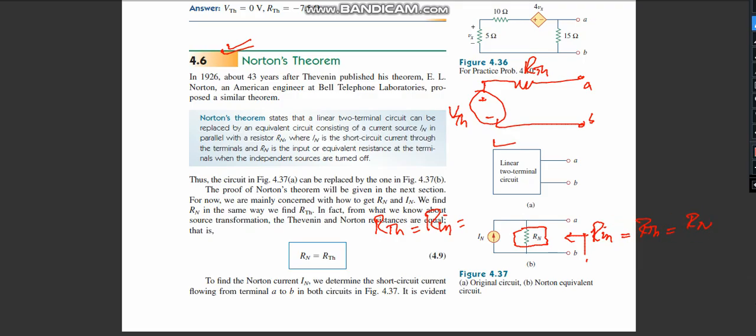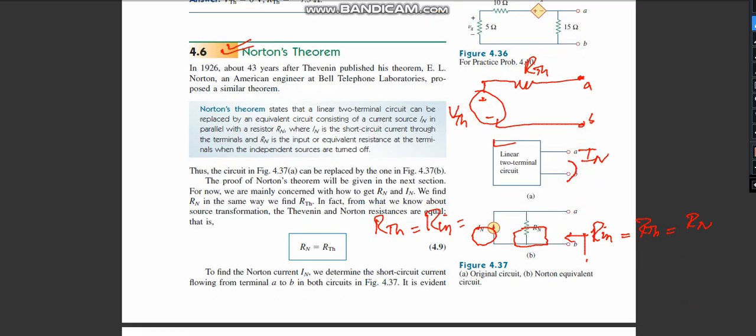And how can we determine this IN, which is the current? Remember, this current can be determined by using a short circuit. If you put a short circuit between A and B, you can calculate IN. So this is the Norton current. Remember, this is just opposite to the Thevenin voltage, where you make it open. Over here you make it closed. Okay, so we will do a short example.